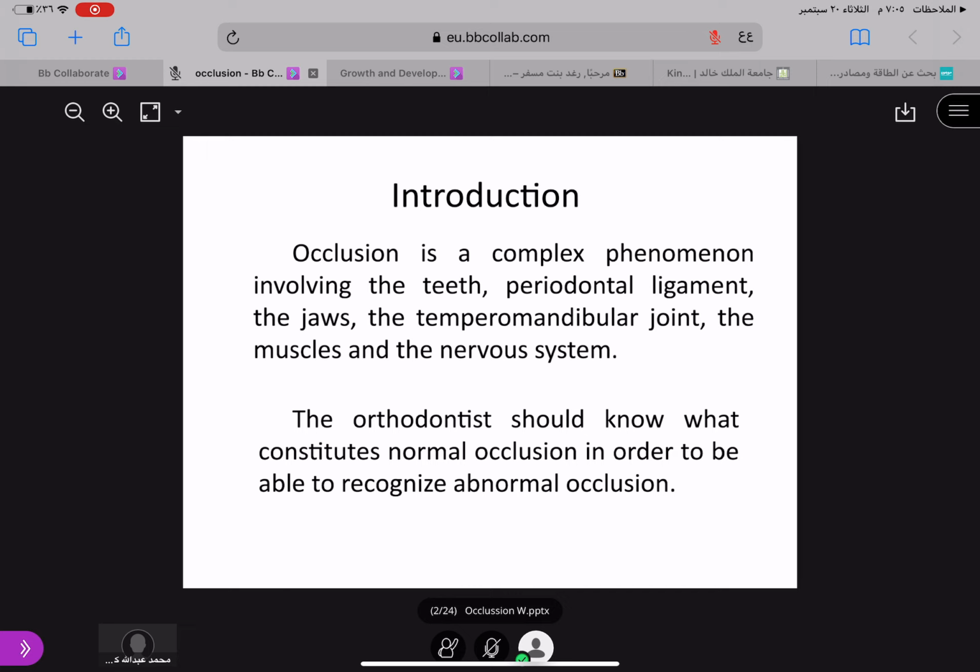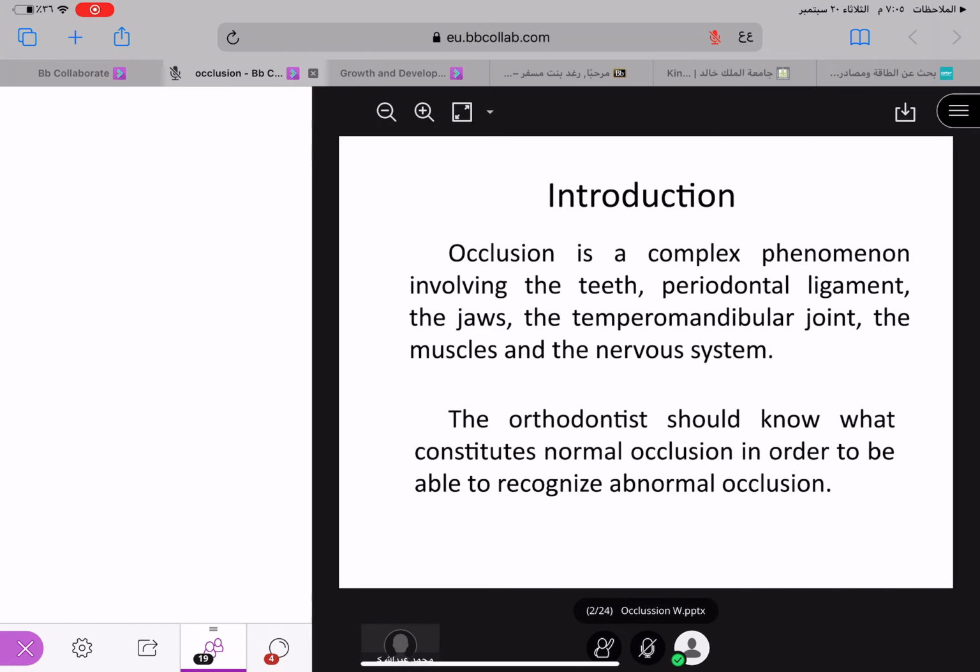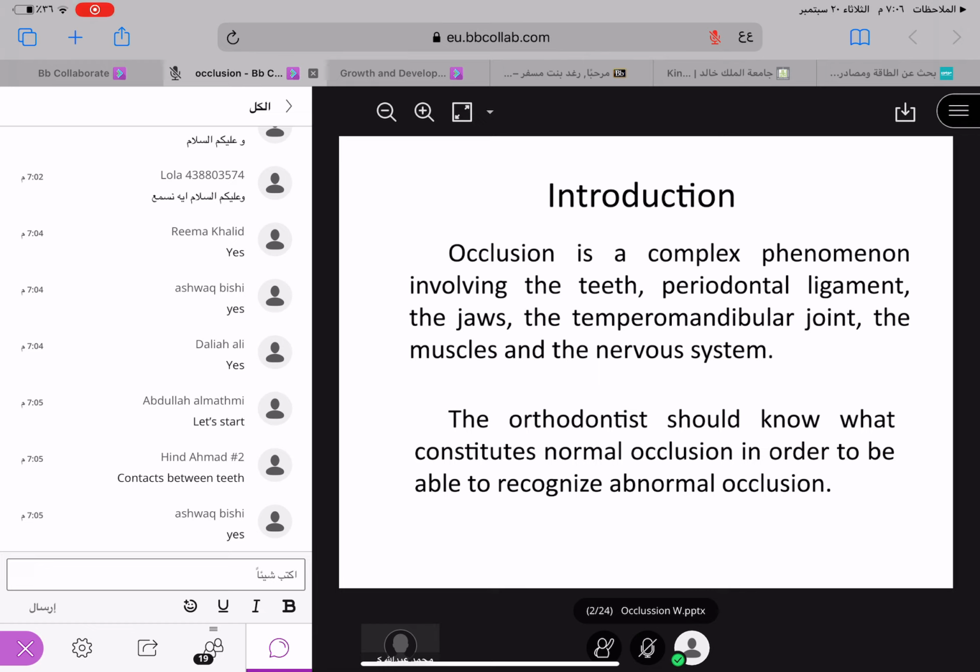What occlusion is in simple terms. Forget about the definition. Can you see my screen right now? Can you people see my screen right now? Yes, good. The contacts between the teeth. What else? Forget about the definition written on the screen and tell me what occlusion is in your terms, in general terms, simple terms. What do you understand about occlusion?